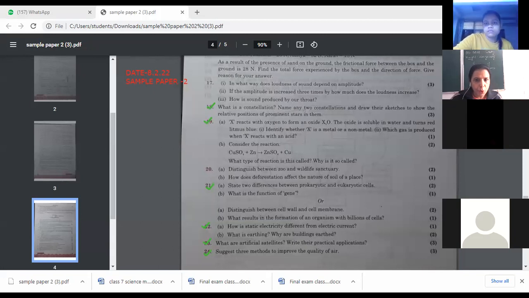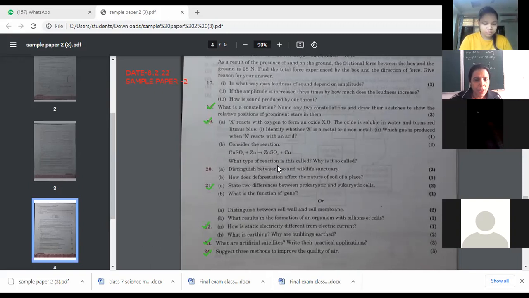X reacts with oxygen to form oxide. The oxide is soluble in water and turns red litmus blue. Identify whether X is a metal or a non-metal. And moreover, you have to tell which gas is produced when X reacts with an acid. Okay. And one more part is here. You have to tell which type of reaction it is, why it is called so.